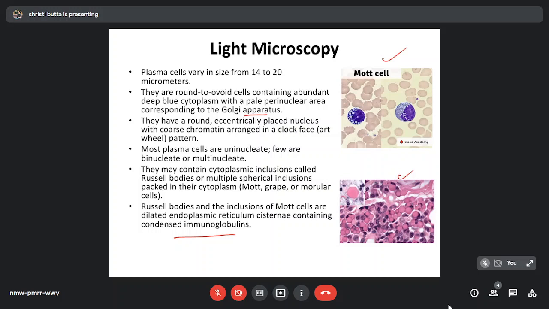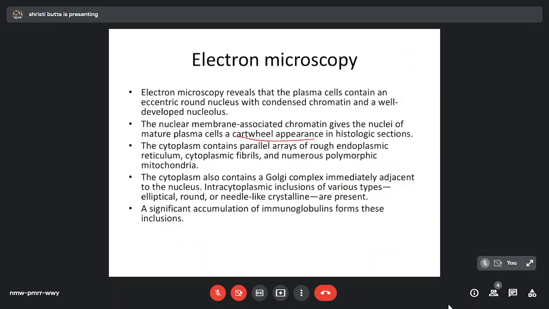Coming to the electron microscopy, it reveals that plasma cells contain an eccentric round nucleus with condensed chromatin and a well-developed nucleolus. The nuclear membrane associated chromatin gives the nuclei of mature plasma cells what is called the cartwheel appearance on histological sections. The cytoplasm contains parallel arrays of rough endoplasmic reticulum, cytoplasmic fibrils, and numerous polymorphic mitochondria. The cytoplasm also contains the Golgi apparatus, and that causes what is called the perinuclear hof.